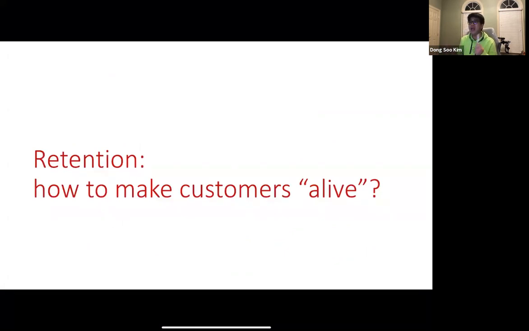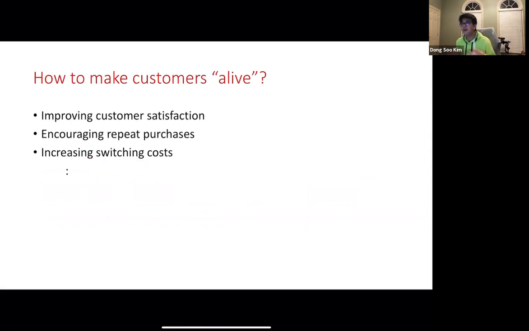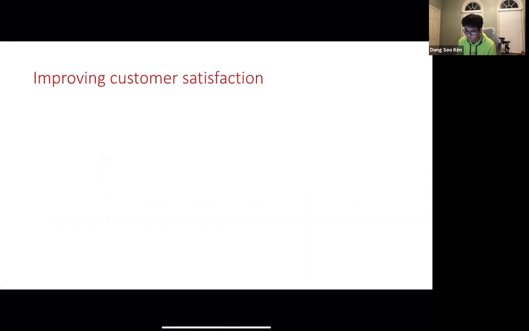And then, any other strategy to improve customer retention? Now, let me talk about it. Again, there are many specific campaigns and strategies that enhance customer retention. I'm not going to address all of them. Instead, I'm going to focus on the campaigns and strategies for the following purpose. First, customer satisfaction.